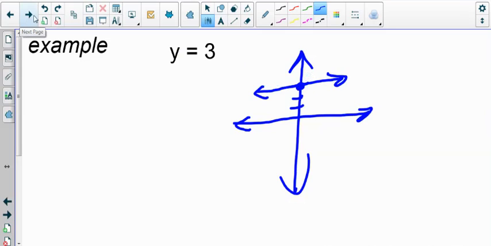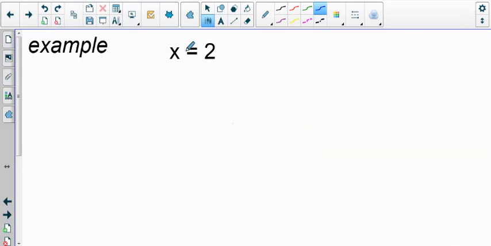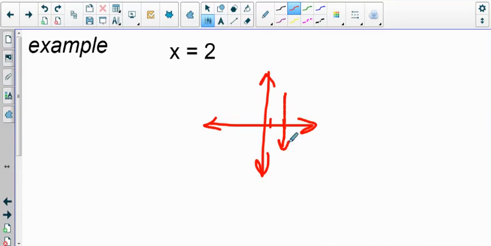Okay. And then finally, what if you see this? Well, you know that no matter what y equals, x has to equal 2. So that is a vertical line going through x equals 2. So that should cover pretty much anything that you run into.